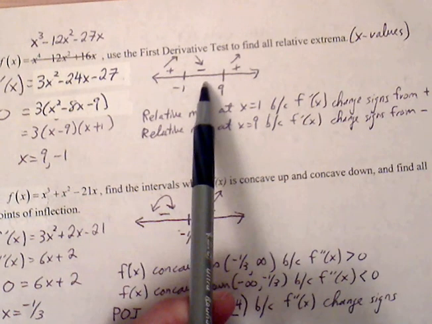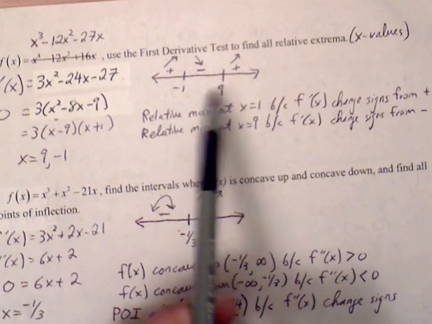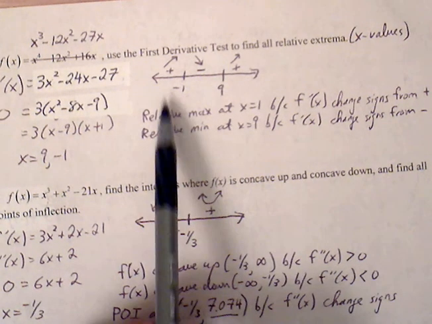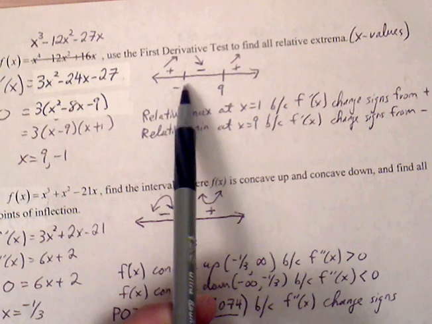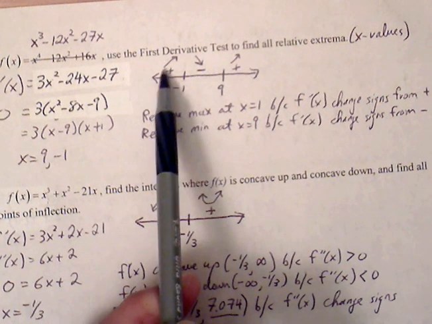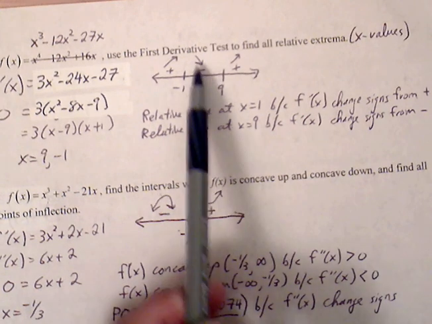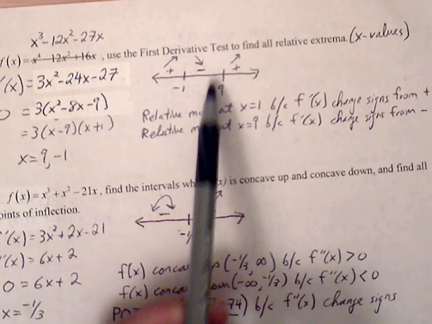Here I can plug in 0. I get negative and positive, which is negative. Here I can plug in 10. I'll get positive and positive, which is positive. So we see that there's going to be a relative maximum at negative 1 because they're changing sign from positive to negative, and then relative minimum at 9 because the graph is going from negative to positive.